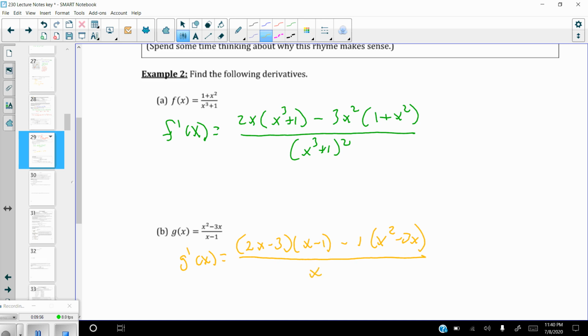the denominator squared. And again, for right now, we're not going to go ahead and simplify this. We're just going to leave it. That is the derivative using the quotient rule.